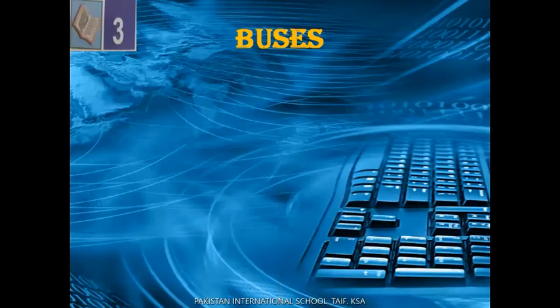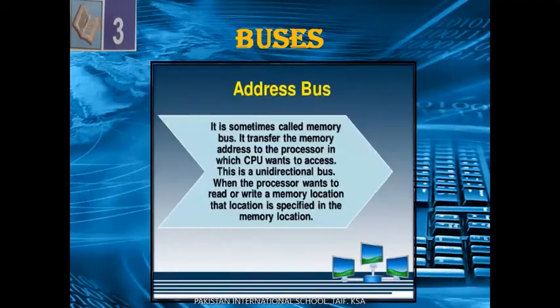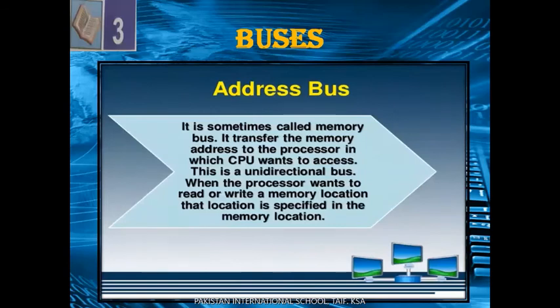Then the next type of bus is the address bus. The address bus is used by the CPU to select a memory word for a read or write operation. It is a unidirectional bus because information flows in only one direction. Address bus width is from 16 to 32 bits. It is sometimes called the memory bus. It transfers the memory addresses that the CPU wants to access. When the processor wants to read or write a memory location, that location is specified on the memory bus.